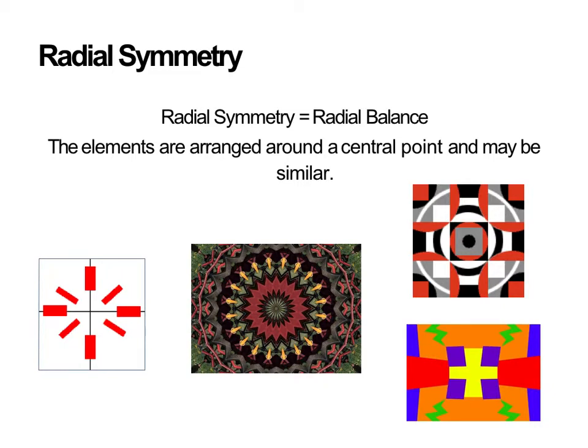Radial symmetry or radial balance means that objects are arranged around a central point and may be very similar. If you remember back to that first PowerPoint, mandalas are examples of this. We're thinking about all the balance radiating out from the center of the composition.